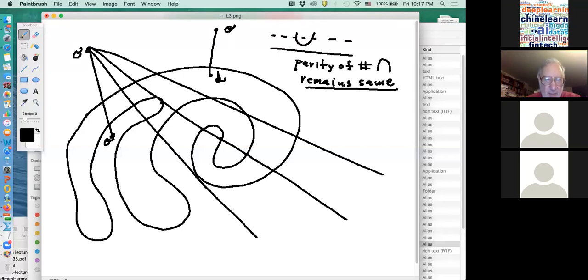Now you see why the parity argument would have worked for the knot diagram, but you'd have to make a more complicated argument for the knot diagram because the intersections would be more complicated. Here the intersections are very simple: tangency or transversality.